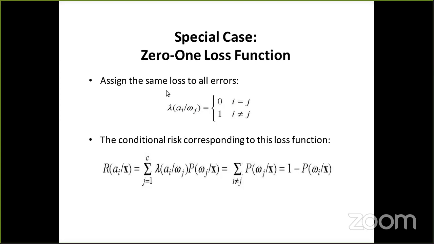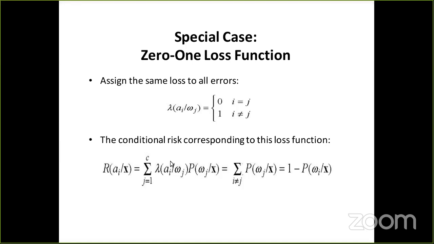Okay, so now we can look at some special cases. This is basically assigning the same loss to all errors. If your actual class is omega j and you classify it as belonging to class i, then if i is equal to j, there is no cost. If i is not equal to j, then the cost is 1. So you don't discriminate between the different classification losses. This is the most simple case. Now if you derive the conditional risk, we have already seen this expression. In this expression, you can clearly see that we are summing over j, and in this summation there will be just one term when j is equal to i. In that case, this will be 1, and in that case, it will be 0.